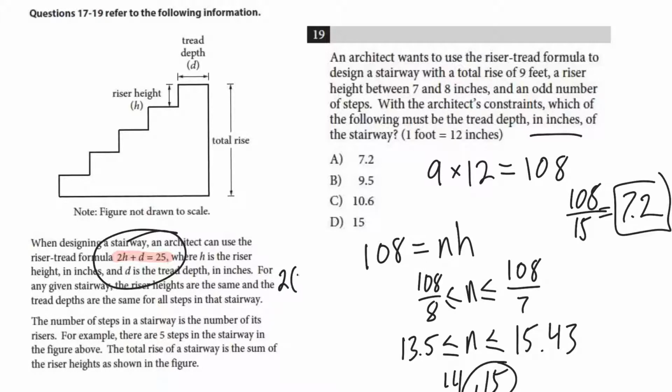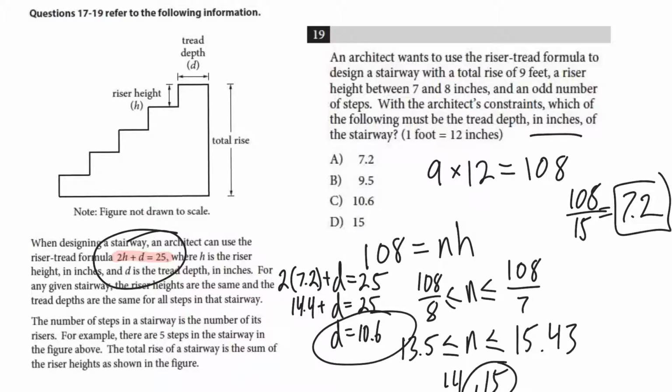2 times 7.2 plus d equals 25. Well, 2 times 7.2 is 14.4, so 14.4 plus d equals 25. Subtract 14.4 from both sides. That's going to be 25 minus 14.4, which is 10.6. So the tread depth needs to be 10.6 inches.